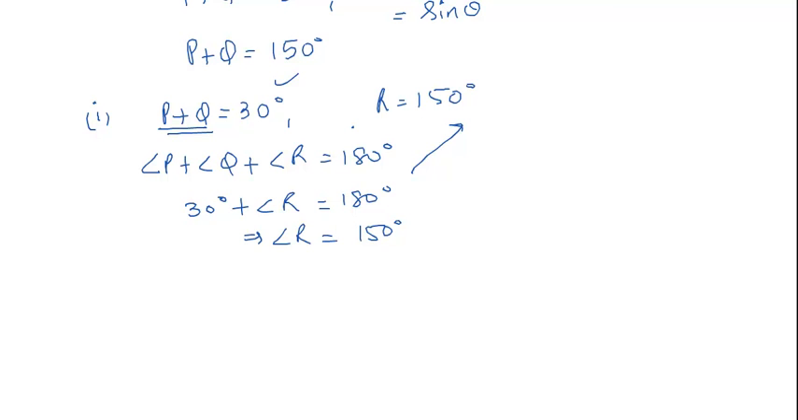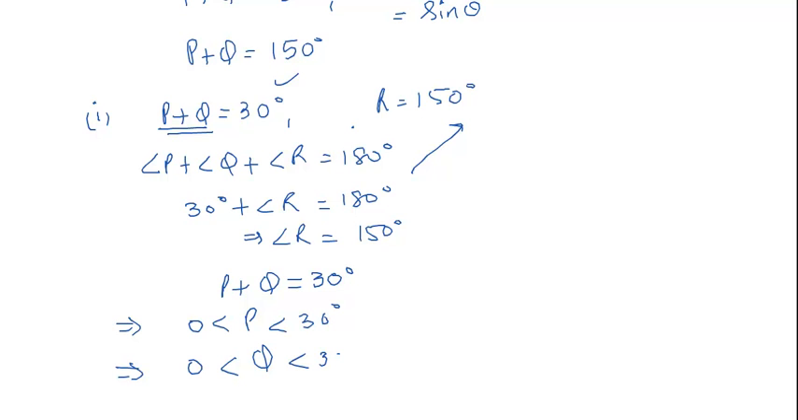Now if we wish to check whether this is the correct thing or not, we need to take the help of given conditions. So we proceed like this: P plus Q is equal to 30 degree. So from this we can say that P is definitely less than 30 degree but greater than 0 degree, and Q is also greater than 0 degree but less than 30 degree. Let us continue on the next whiteboard as the space is over here.